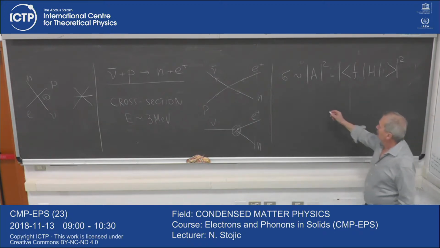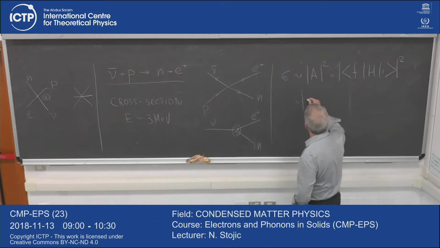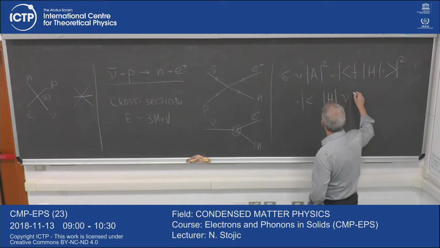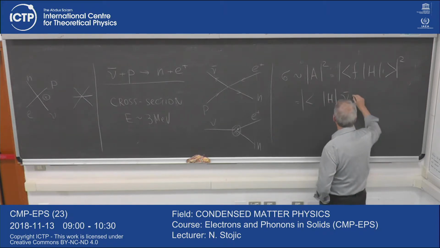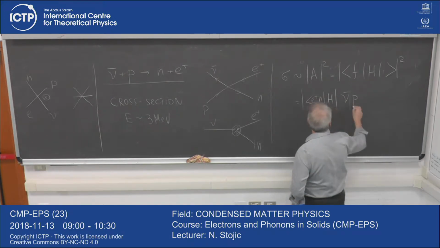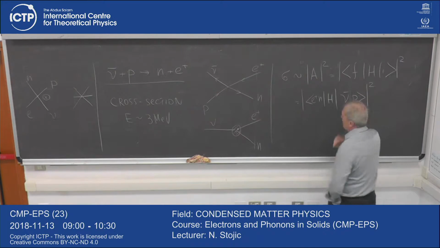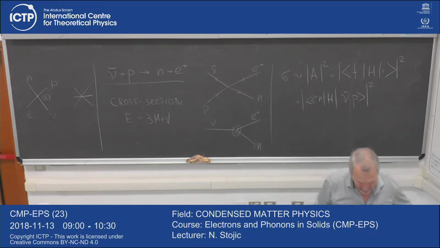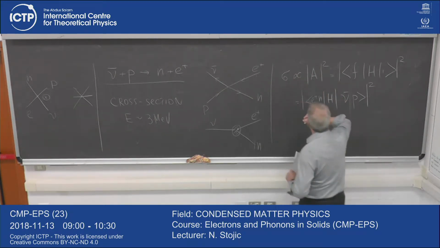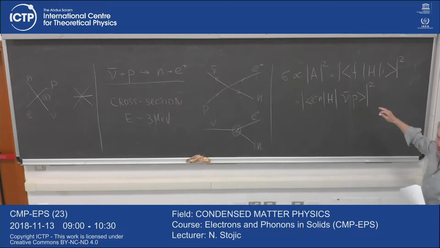So what is our initial state? Our initial state is antineutrino and proton. And the final state is positron and neutron. So we need to compute this matrix element and square it. Well, I have here a proportionality sign, because you need to take into account some kinematical factors, essentially phase volume, and then make integration over the phase volume.